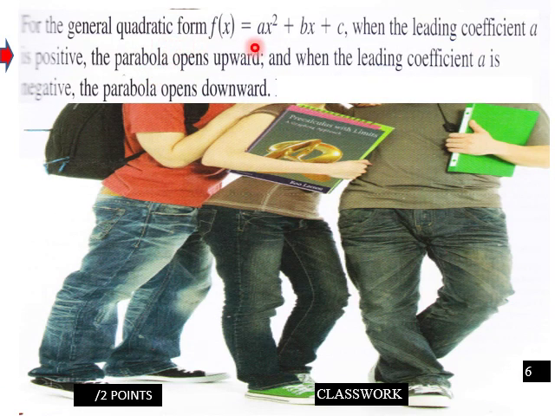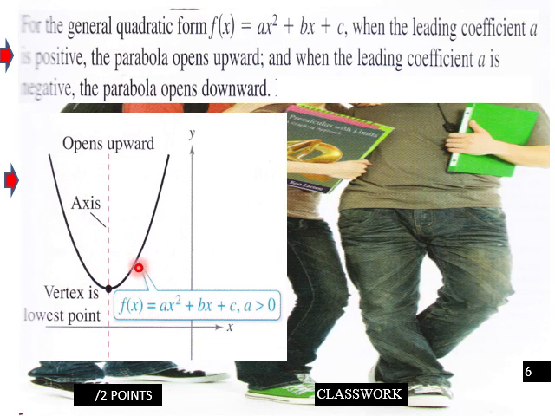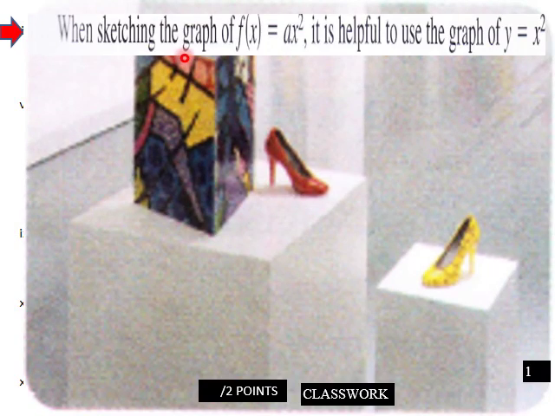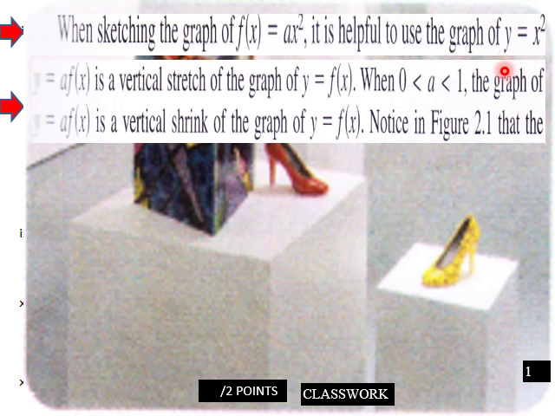For the general quadratic form, when the leading coefficient a is positive, the parabola opens up. When the leading coefficient a is negative, the parabola opens down. Like here, it opens up, so a is positive. And then when it opens down, a would be negative here. Then when sketching the graph of f of x equals ax squared, it is helpful to use the graph of y equals x squared.